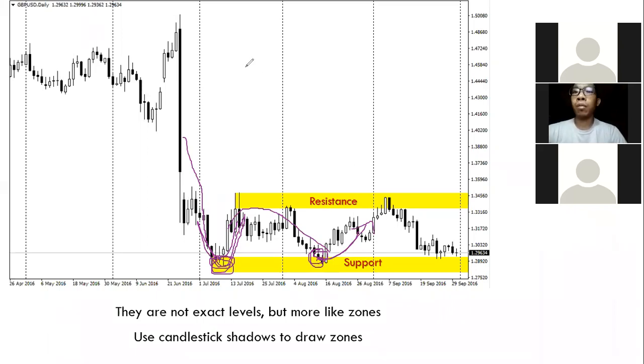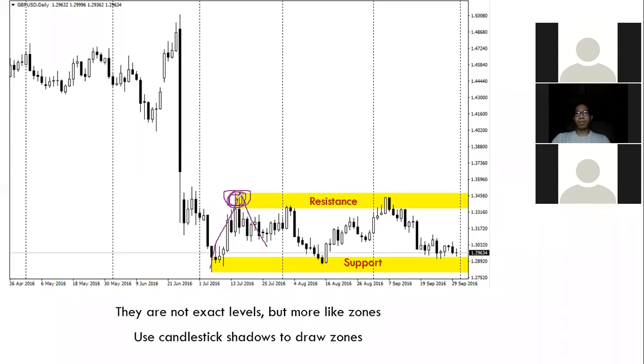Resistances, on the other hand, pareho lang. No? Baliktad lang. It's just on the other side of things. Price goes up here, no? Goes down, creates some sort of resistance there. No? Now, when price revisits the same area, it could bounce down from there again. So, pwedeng tumalbog ulit dyan, po ba? No? Next time price goes up, it may go back down again. So, yun yung idea behind that.